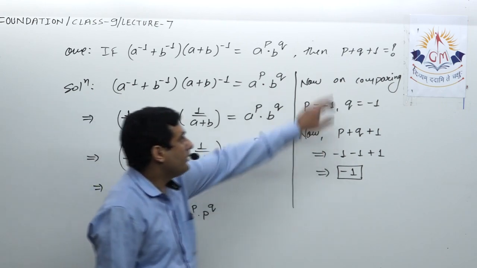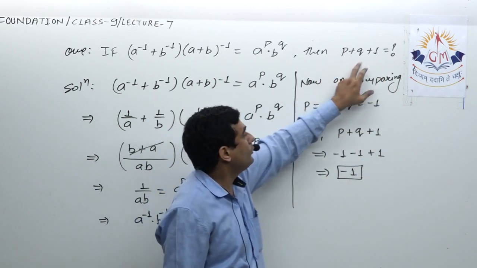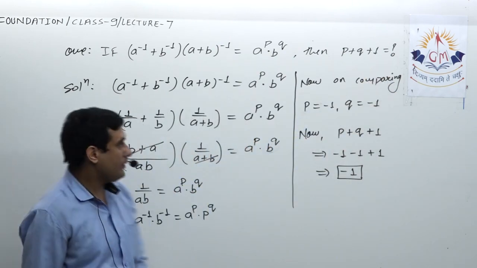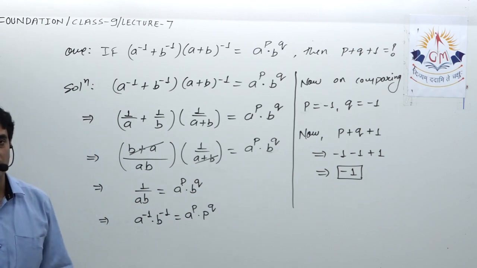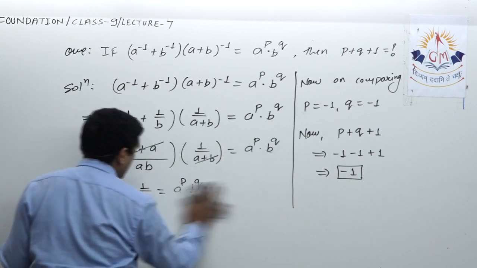Now suppose they ask to find the value of p plus q plus 2, then it will be 0, or find the value of p plus q plus 3, then it will be plus 1. So many questions can be asked with a given set of information. So note it down, then we'll see the next question. Okay, now let us see the next question.